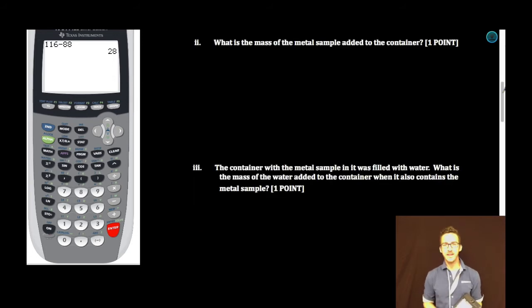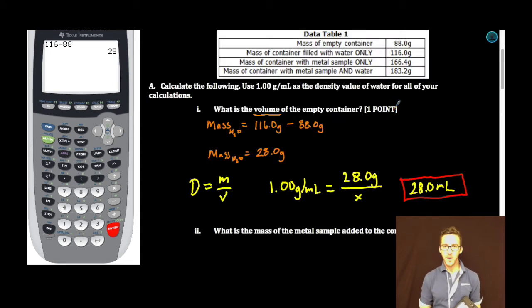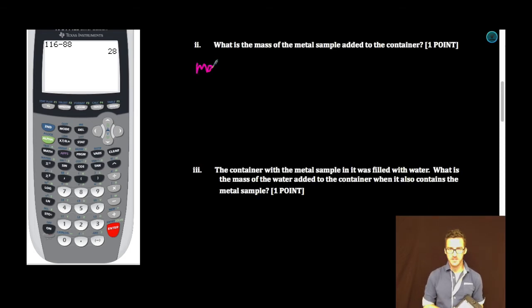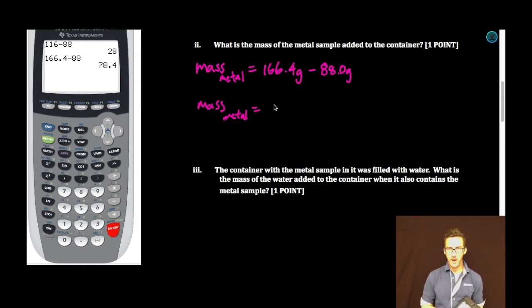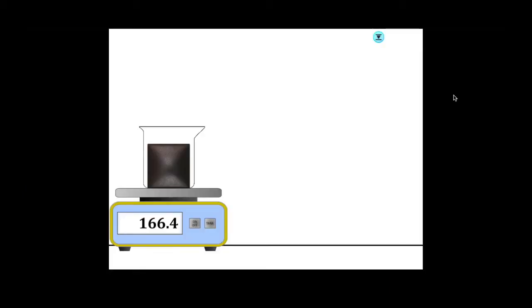Part 2. What is the mass of the metal sample added to the container? Let's take a quick peek back at our data table. If we know the mass of the container with the metal sample only and the mass of the empty container, we can determine the mass of the metal sample. Mass of metal is equal to 166.4 grams minus 88.0 grams. Hit up our calculator. 166.4 minus 88. To the correct number of significant figures, 78.4 grams.